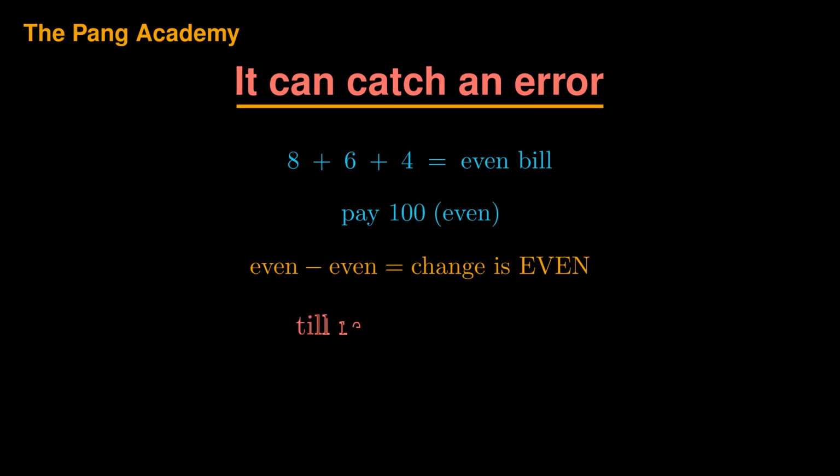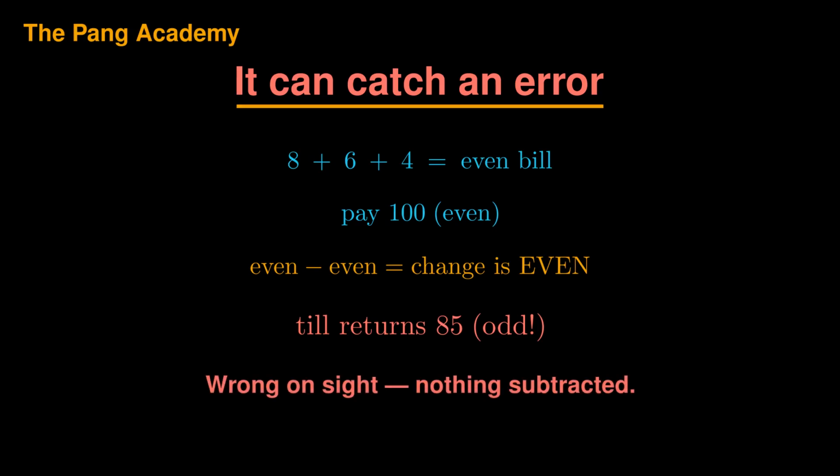The till gives you 85 back. 85 is odd. That's wrong, right away. Odd or even caught a mistake you never had to calculate.